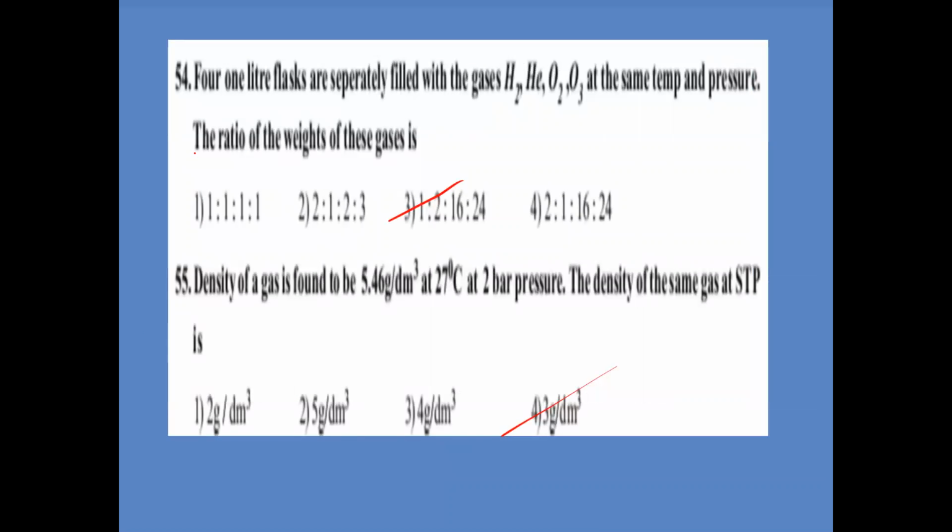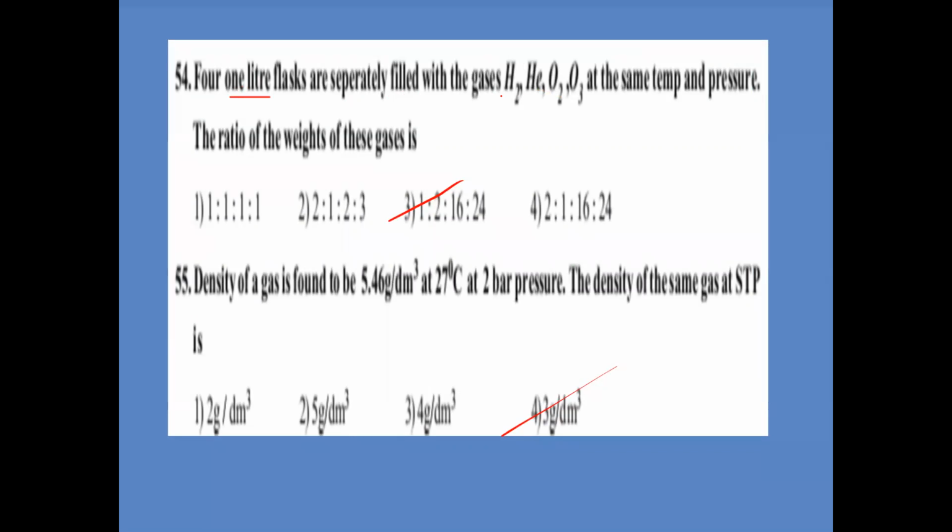Next one. For 1 liter flasks, each flask having 1 liter, are separately filled with the gases hydrogen, helium, oxygen, and O3. Now tell me the atomicities here.